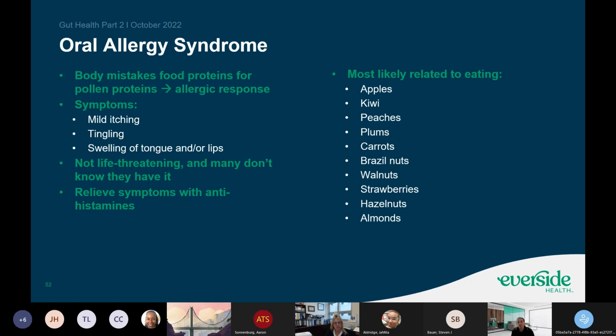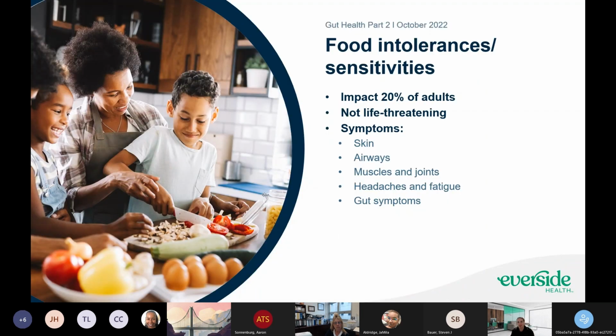Again, if you get hay fever, you're more likely to have oral allergy syndrome. It's kind of an allergic response, but it's related to the pollen. And then food intolerances impact 20% of adults. Again, not life-threatening, but you can get symptoms in the skin, airways, muscles and joints, headaches, fatigue, and gut symptoms.